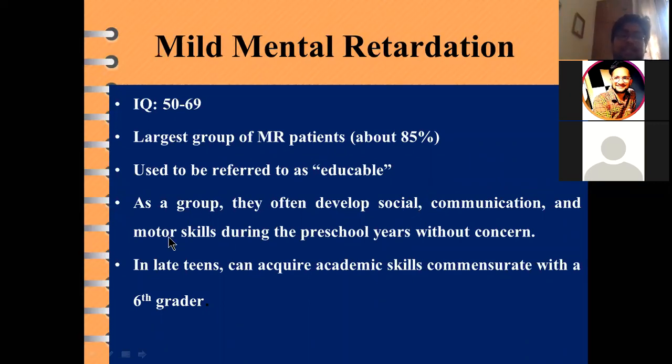They develop motor skills during the preschool years, before going to school. When you teach them, they are able to understand and do the normal things. Second, in the late teens they can acquire academic skills. People with mild mental retardation can study up to sixth standard. After sixth standard, they cannot study. So up to sixth standard, they can study the syllabus. This is about mild mental retardation.